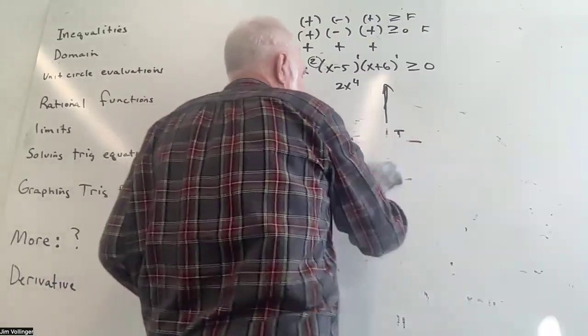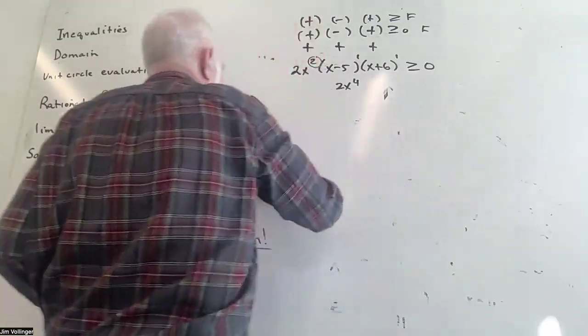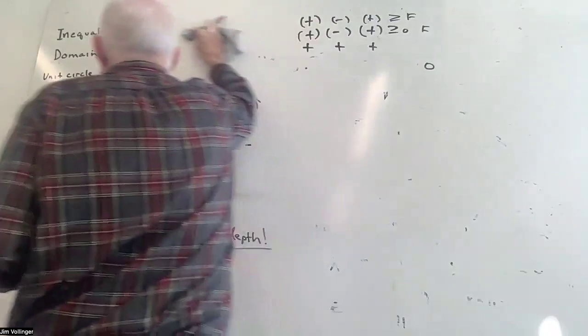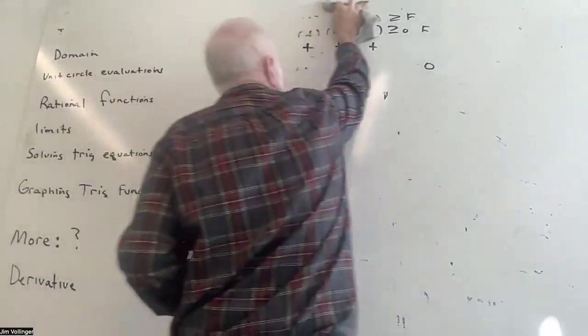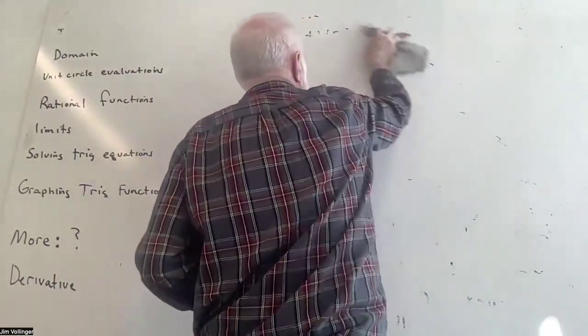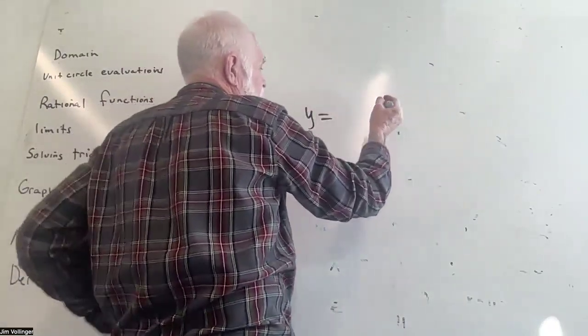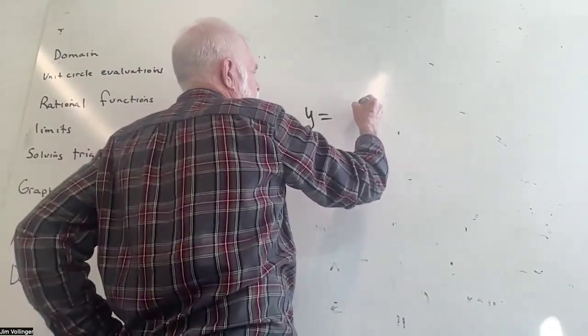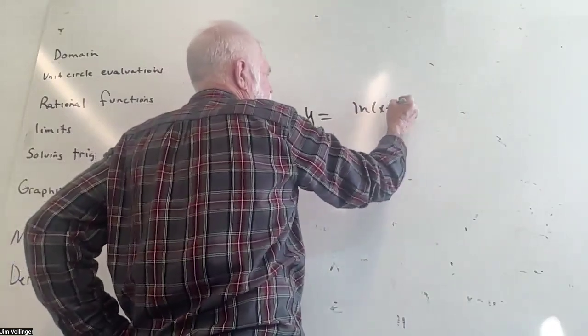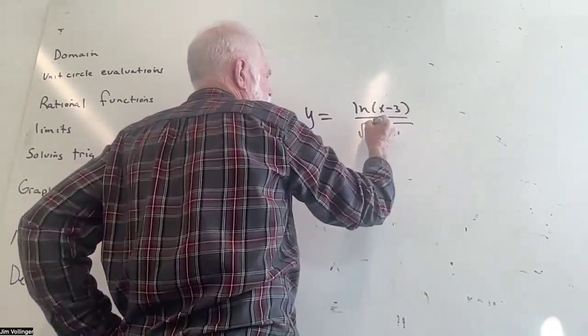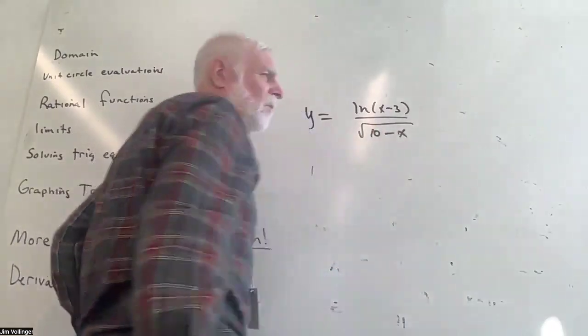So that's nice. So that's an inequality. And then we've got domain, figuring out domain. Oh, how nice. So let's look at something like y equals, how about we do the ln of (x minus 3) divided by the square root of (10 minus x). And I want the domain.